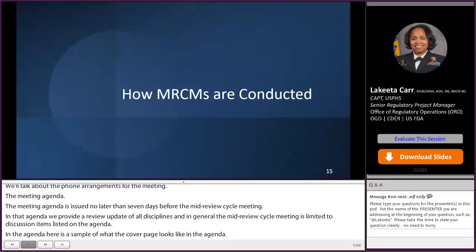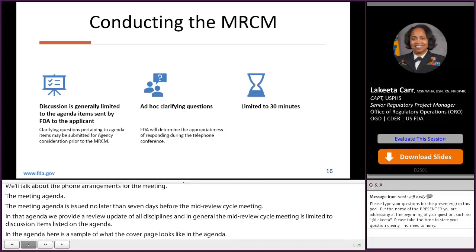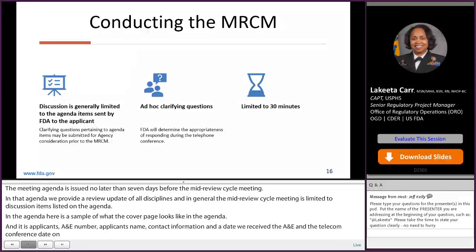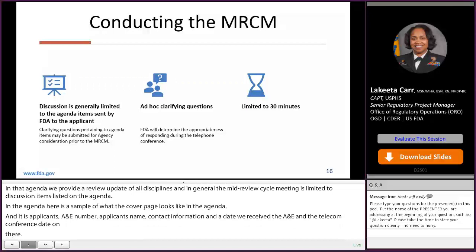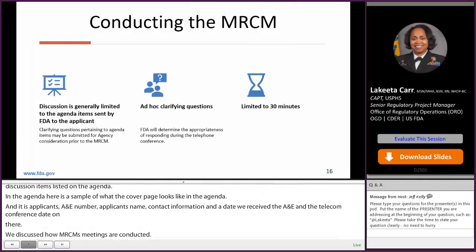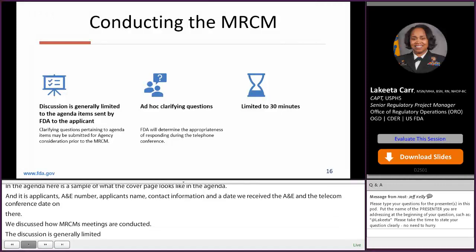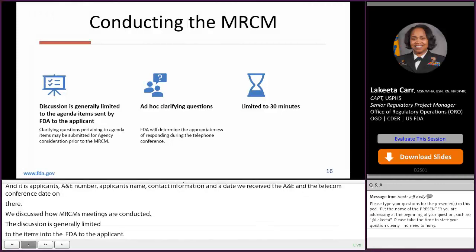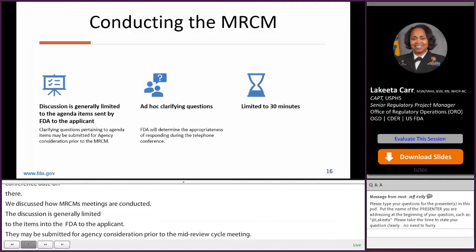Next, we discuss how mid-review cycle meetings are conducted. With regard to conducting the mid-review cycle meeting, the discussion is generally limited to the agenda items sent by the FDA to the applicant. Clarifying questions pertaining to the agenda items may be submitted for agency consideration prior to the mid-review cycle meeting. With regard to ad hoc clarifying questions, FDA will determine the appropriateness of responding to ad hoc questions during the telephone conference. Again, the mid-review cycle meeting is limited to 30 minutes.